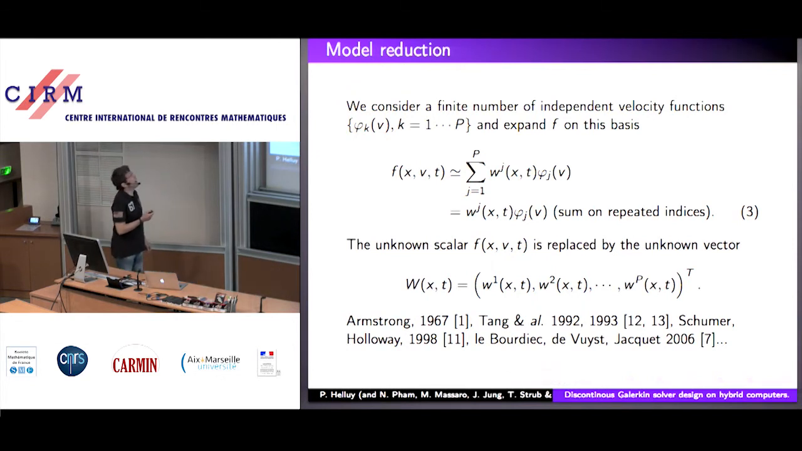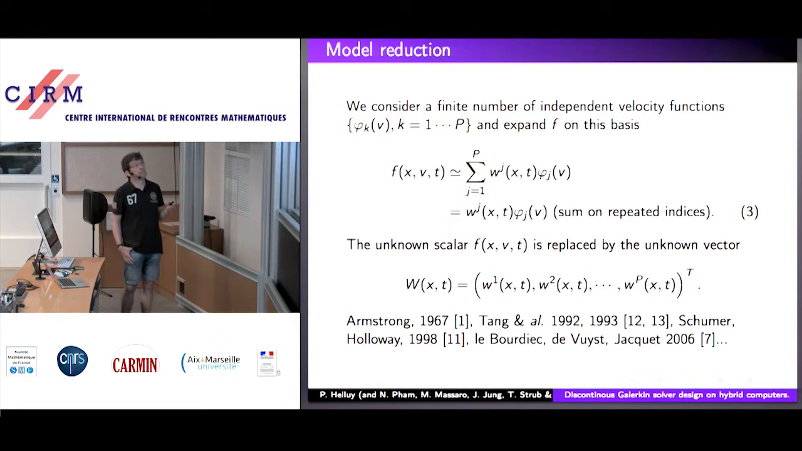And I will now consider a finite number of independent functions that depend only on the velocity, phi k of v for k between 1 and p. And I take an approximation of f, which is an expansion of f on this basis. So you replace the function f that depends on space, velocity, and time by a vector of functions that depends only on x and t.